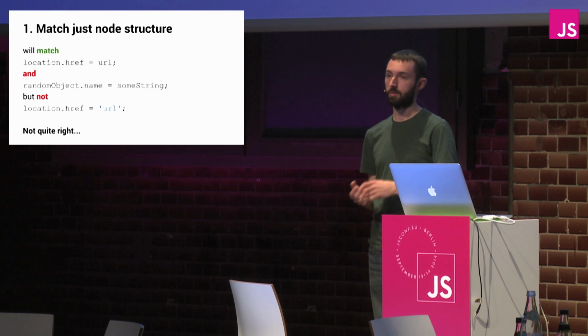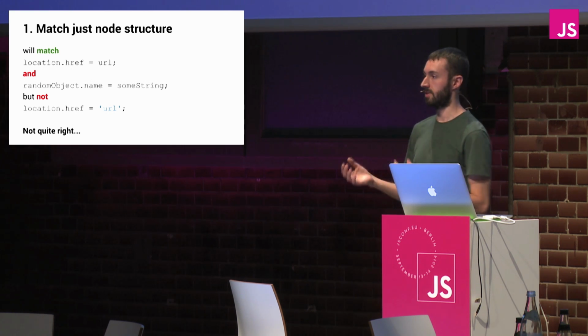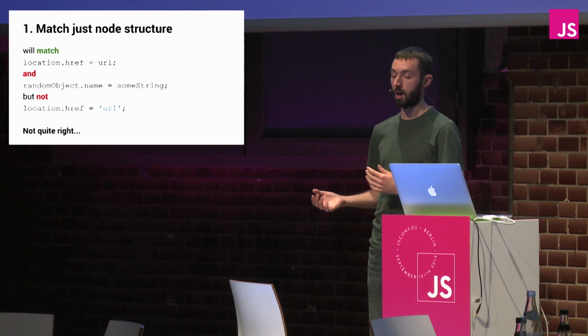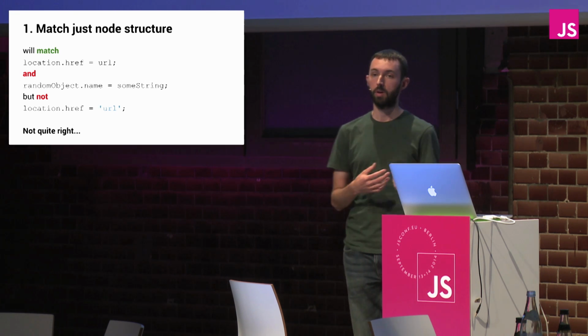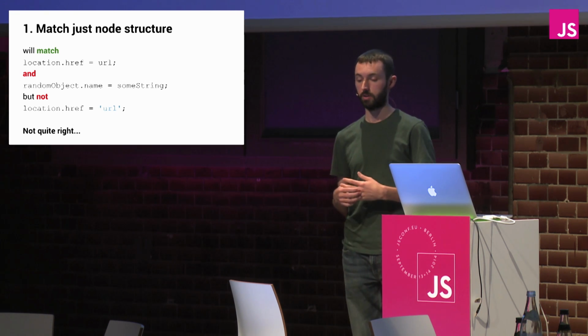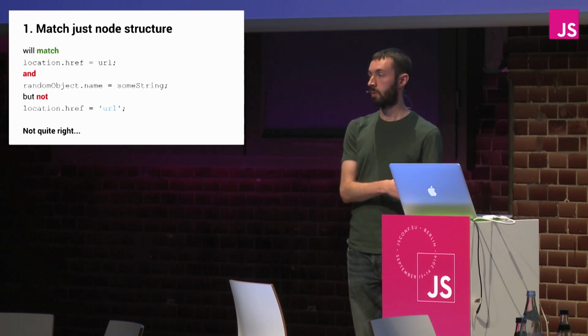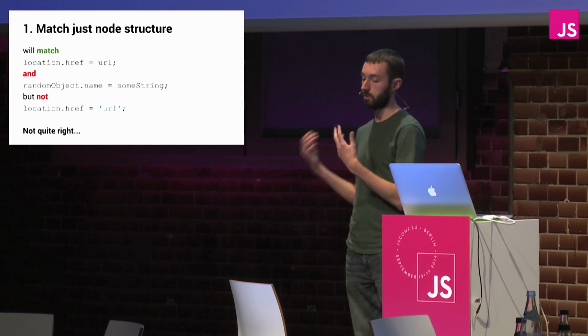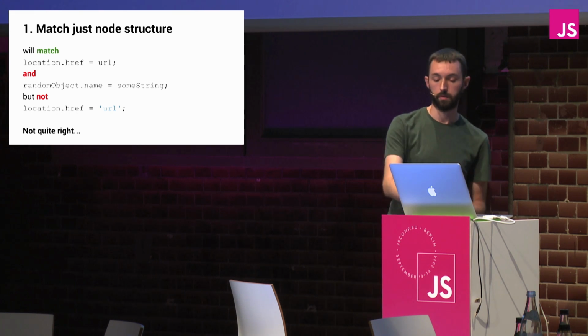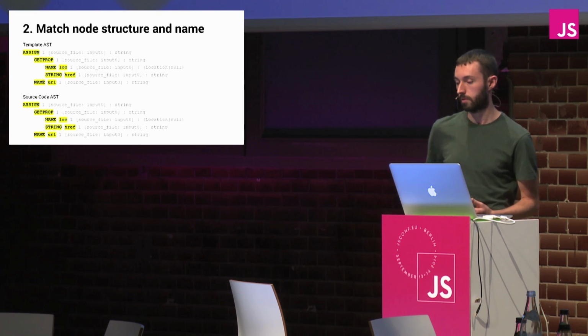It will also match some random object where you reference a name property and some string, because it has the same structure, even though the types and the names of the objects are different. And also, unfortunately, it won't match something like location.href equals a string literal because they have different structures. And so you can improve this a little bit.